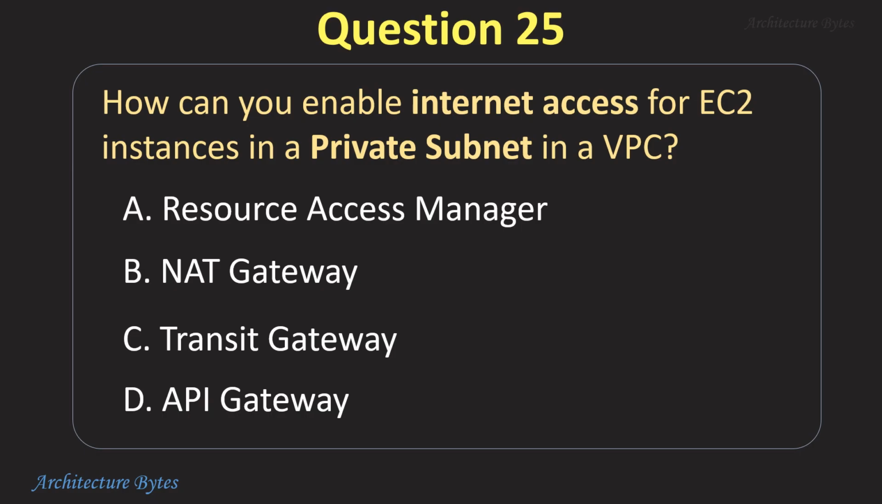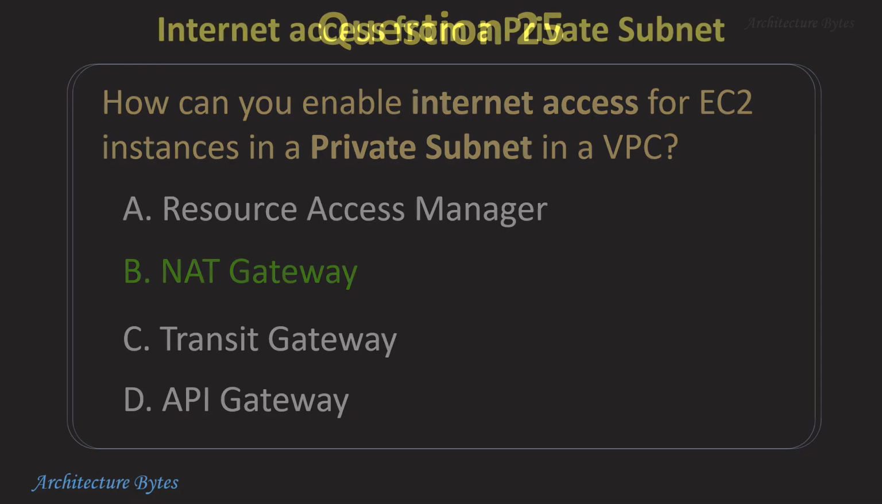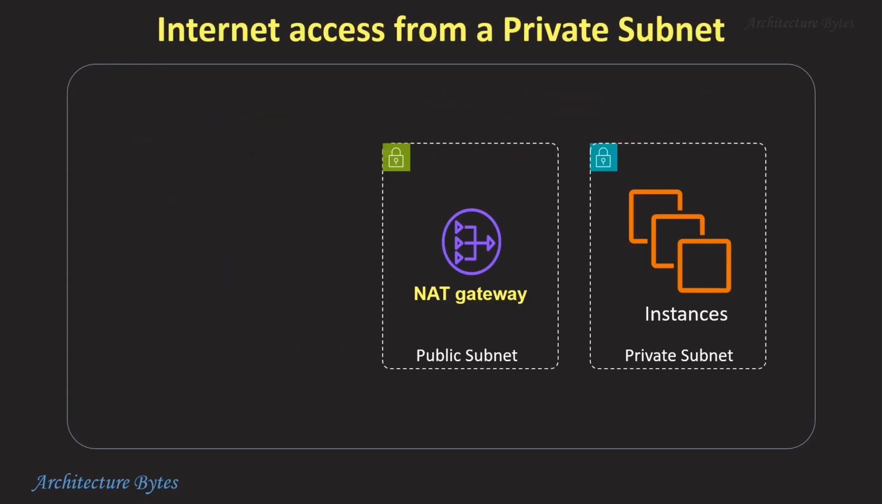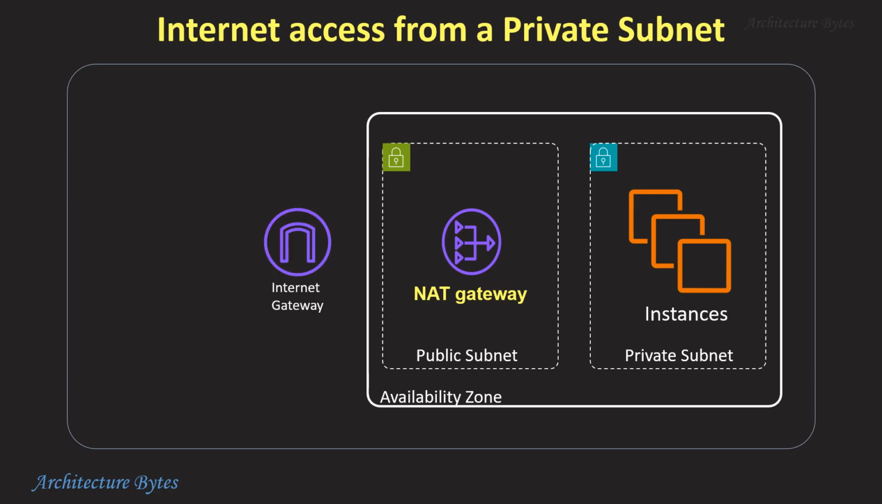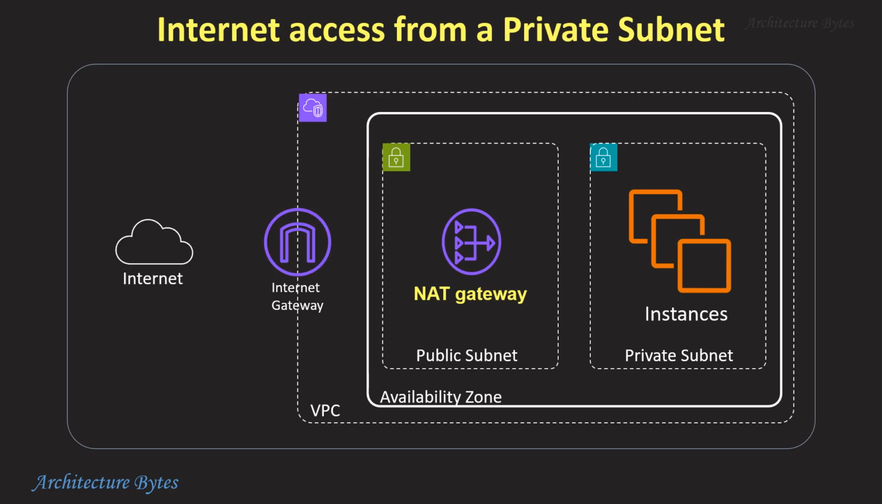How can you enable internet access for EC2 instances in a private subnet in a VPC? We can use NAT Gateway for this, which allows instances in a private subnet to connect out to the internet, but prevents inbound connections from the internet reaching those instances. It acts like a translator, converting private IP addresses to a public IP for outbound traffic.